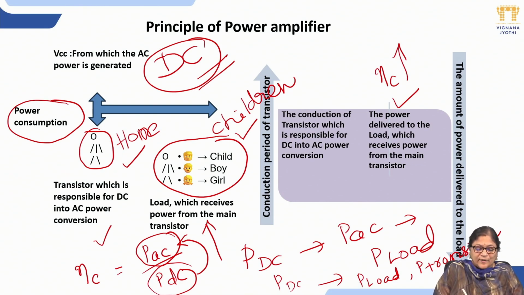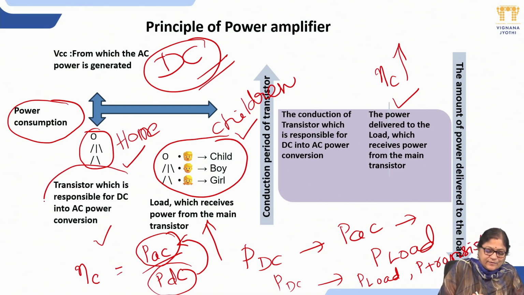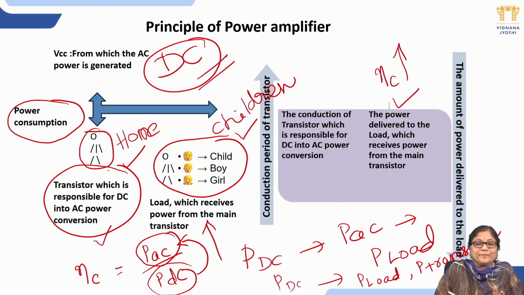So in Class A, what is happening? The transistor is going to conduct for a longer time. That's why more power is consumed by this transistor and less power is delivered to the load. That's why the conversion efficiency will be less.